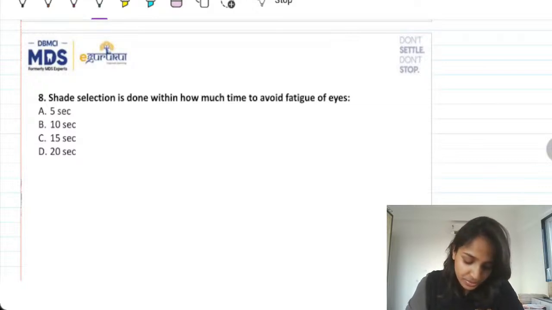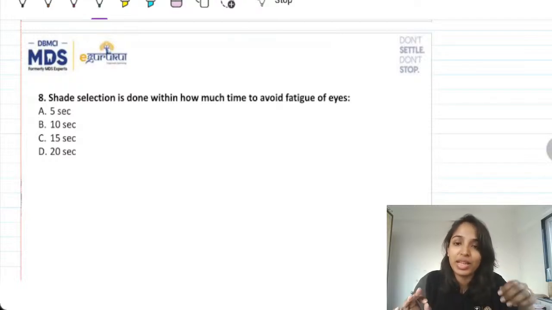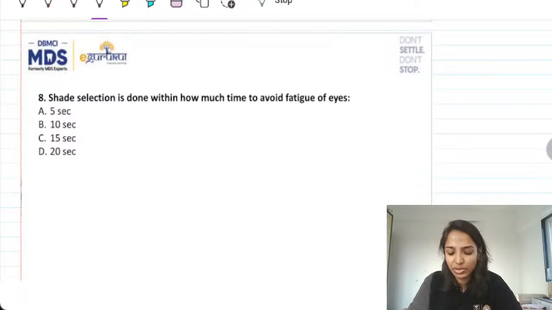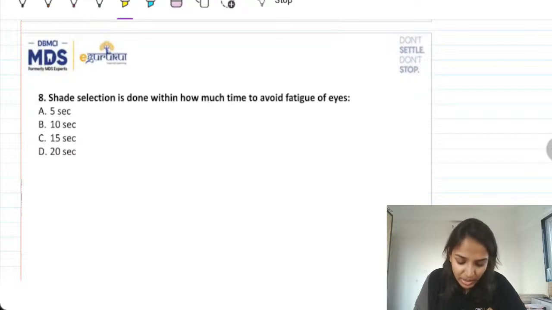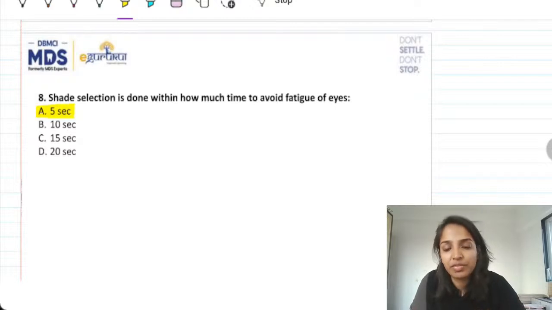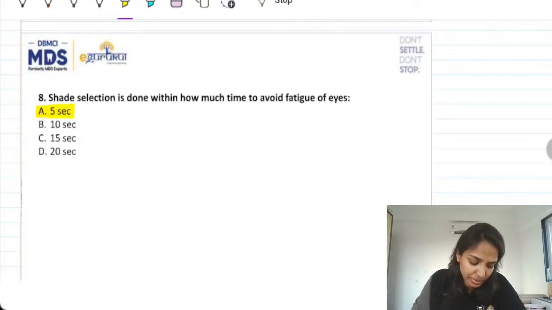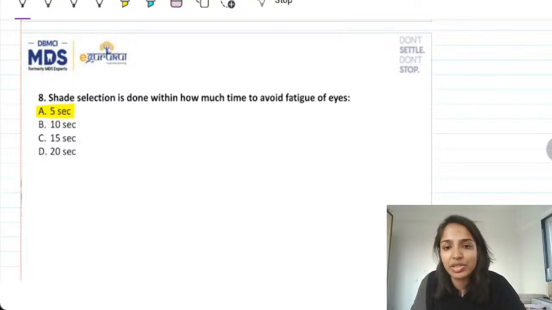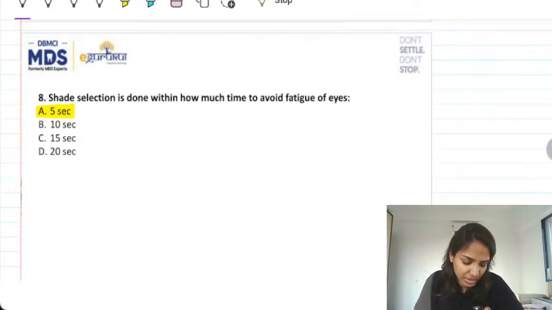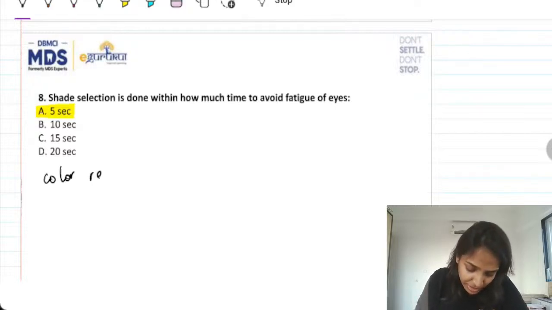Question number 8. A very, I would say, age old question, but still relevant in today's time. Shade selection is done within how many times to avoid fatigue? The correct answer is 5 seconds. Now, the reference comes from 4th edition of Sturdivant, where it mentions that make the selection of shade as rapidly as possible, since there are some physiological limitations in the color receptors of the eye.